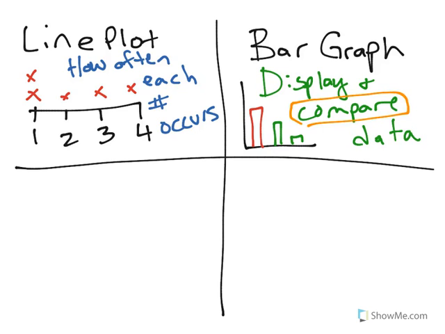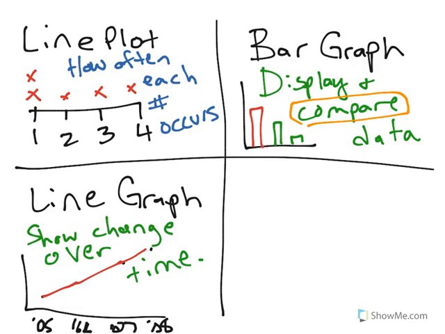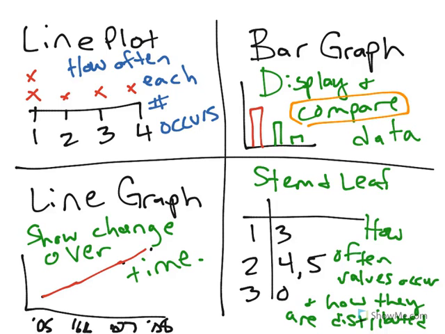Emphasis on compare. The next kind is line graph, and line graphs we use to show change over time. And the last one we're going to use is our stem and leaf plot. And we're going to use that kind of like a line plot. We're going to use it to see how often values occur, and how they are distributed. So we're going to look at that right there.